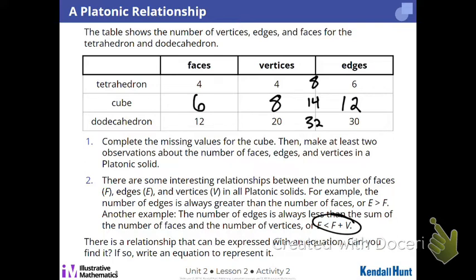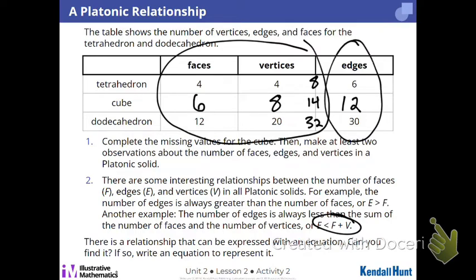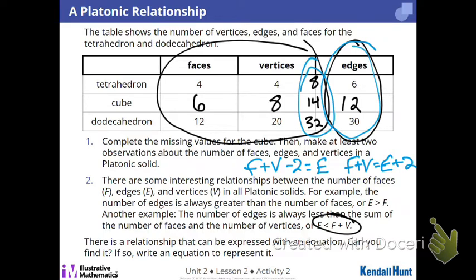What did we notice about the sum of faces and vertices compared to the number of edges? There are always 2 less. There's always 2 less edges. So we came up with 2 ways to write that. The first way we wrote it, I'm going to do it in a different color so it pops, was something like F plus V minus 2 equals E, or F plus V equals E plus 2. Either way, you said there's always 2 more in the sum than there are edges. And that's what these 2 equations say.